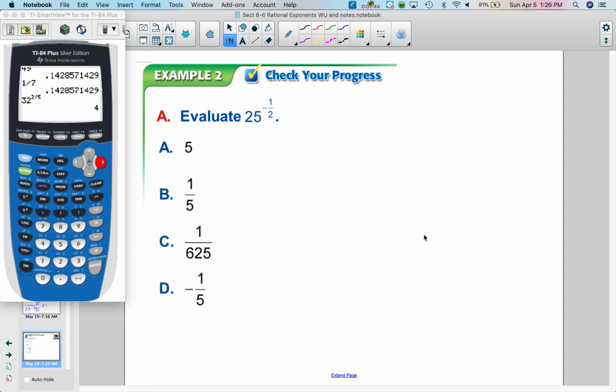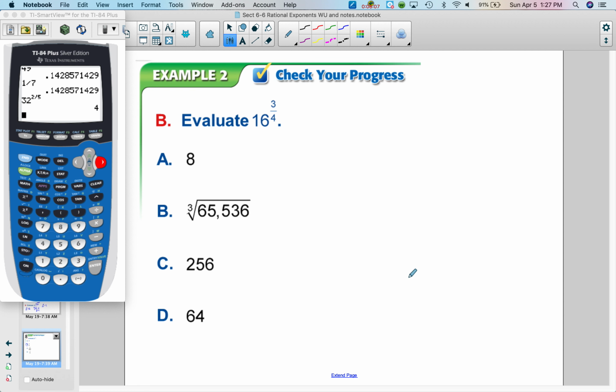Okay, so go ahead and try this one. So pause it and try it. All right, so we're taking the square root of 25, which is 5, but it's reciprocal, so you flip it over and get 1/5. So hopefully you got that. Remember, it's not negative. Sometimes people get confused on that because they see this negative sign, so they think this is negative, but remember the negative sign means reciprocal.